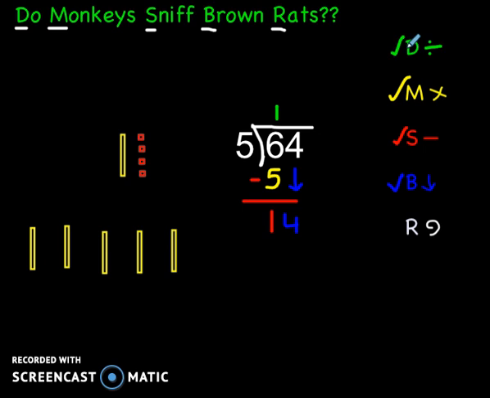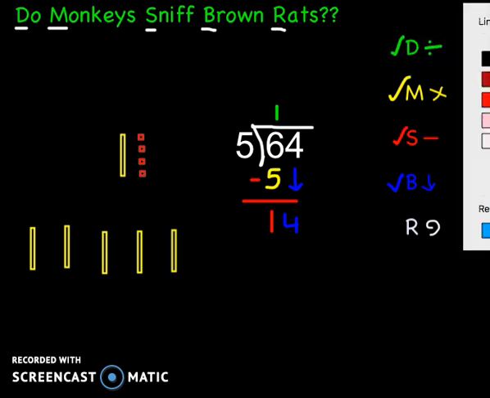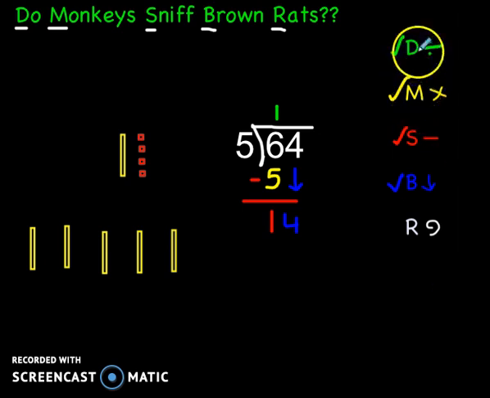So I'm going to redo all my steps. The other reason I know it's not my remainder is because 14 is bigger than my divisor of 5. I can still pull 5s out of my 14, so that cannot be my remainder. So that means I'm back up to my very first step, which is to divide.